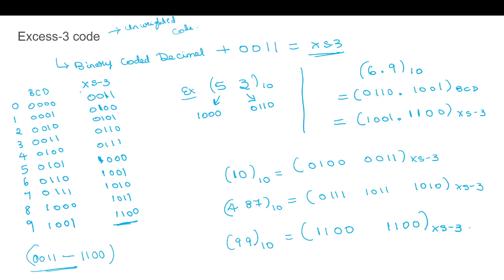Now let's perform addition using excess 3 code. For example, we perform 5 plus 2, these are decimal values. What will be the equivalent? 7. What will be the excess 3? 5 plus 3 is 8, which is 1000. 2 will be 2 plus 3, 5, which is 0101.